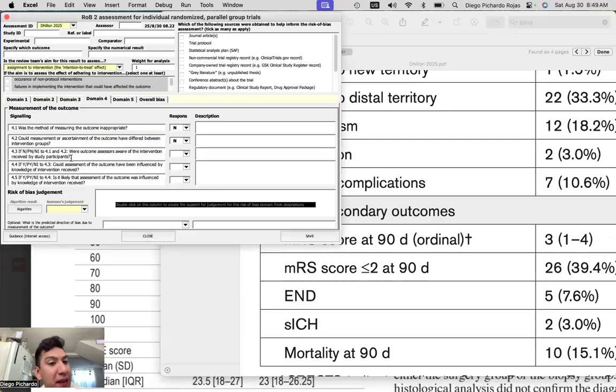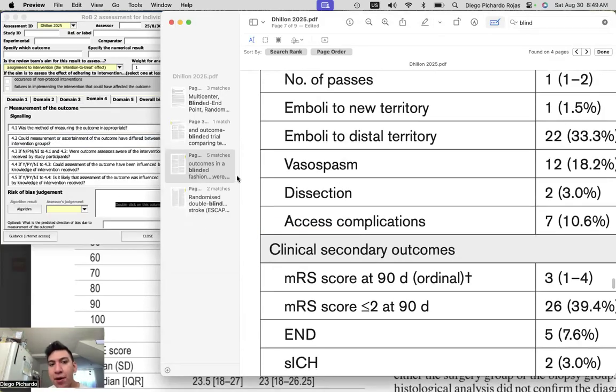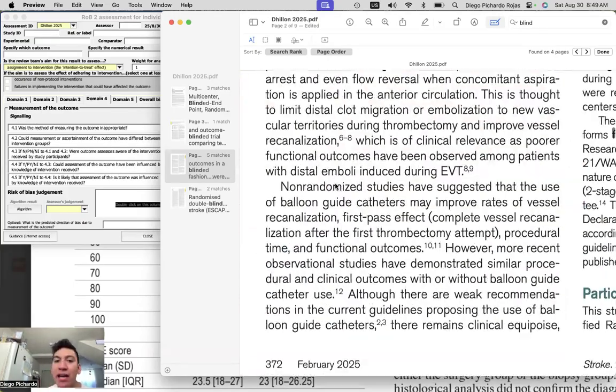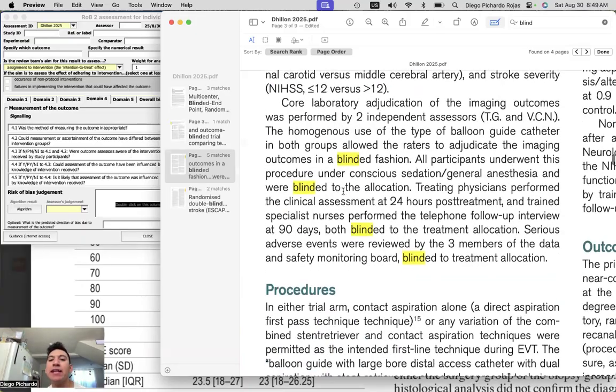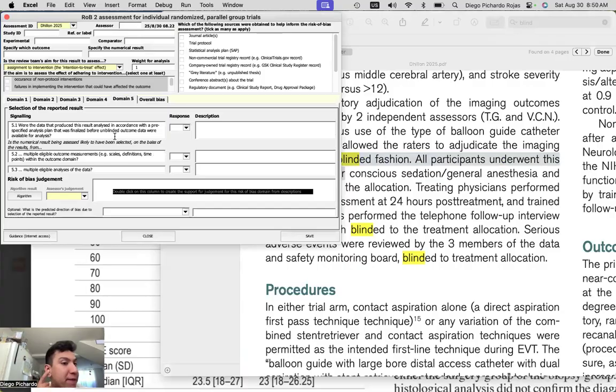Were the outcome assessors aware of the treatment? Another point is, could the outcome have been influenced by different evaluations? So we just put no. But did they actually know that they were allocated to a specific intervention? Were the evaluators blinded? No, they were not aware. They were blinded, and that's it. So we're going to put low risk of measurement of outcome bias. And at the end, we're going to put domain number 5.